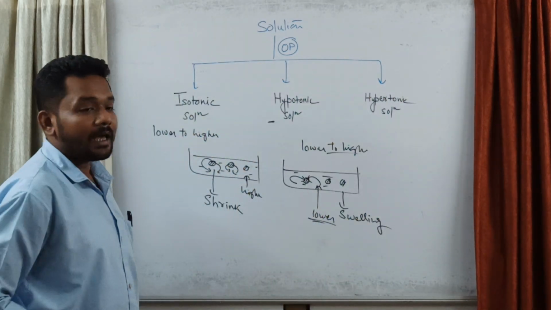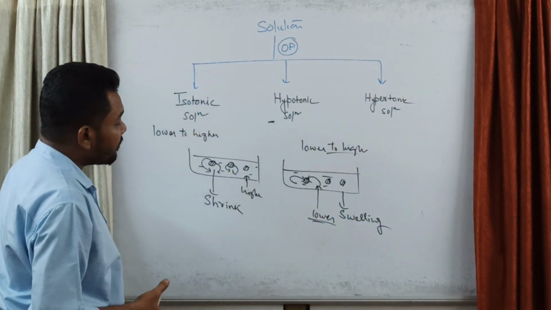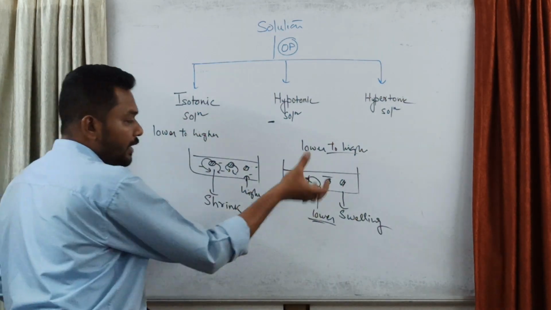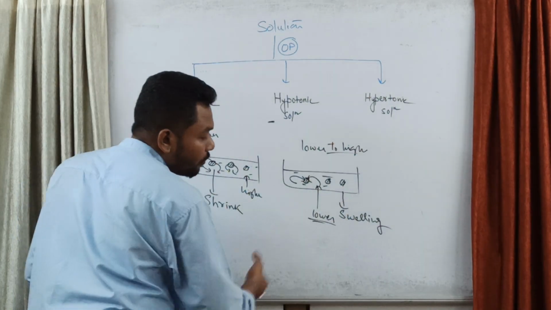So two phenomena happen. If you have a highly concentrated solution where you are putting the blood cell, there is shrinking. When you add a lower concentrated solution, then there is swelling.